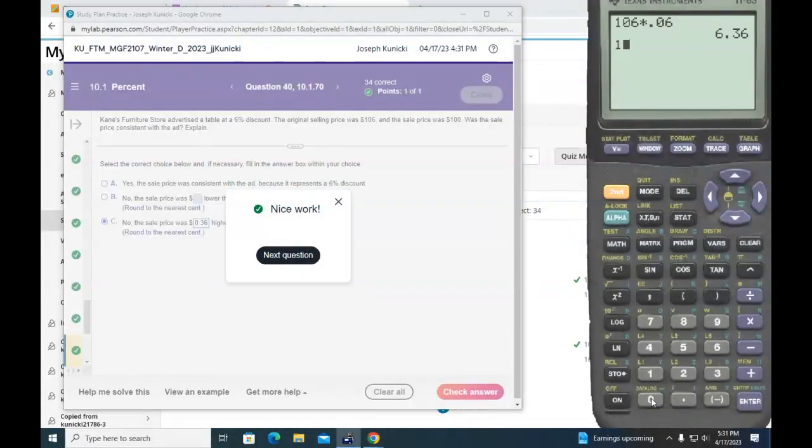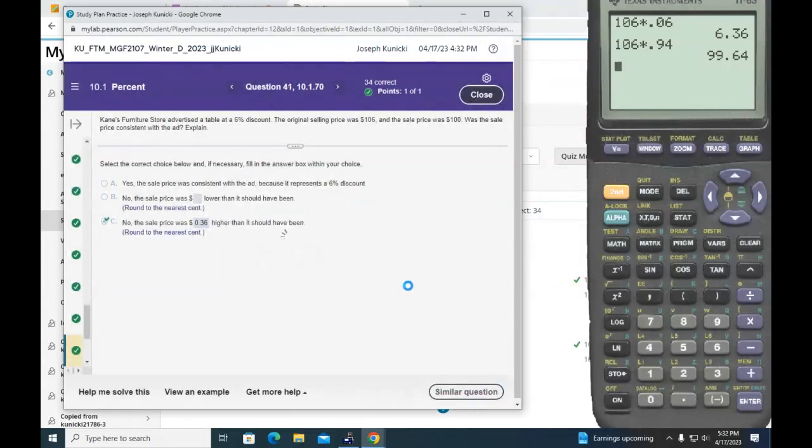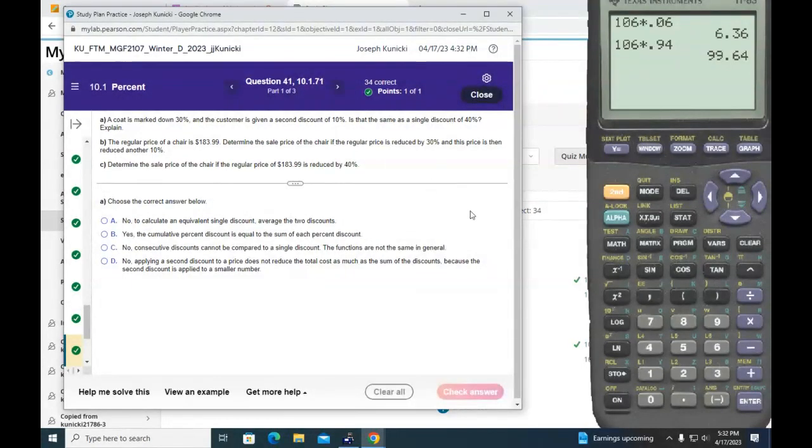The other way to do it would be just do 106 times 0.94, which is 99.64. And you can see you're 36 cents too high. It should be that instead of 100. So either way, you can see the 36 is in there. And you know, it depends on how many calculations you want to do to verify that. That's okay, whichever way you want to do it.